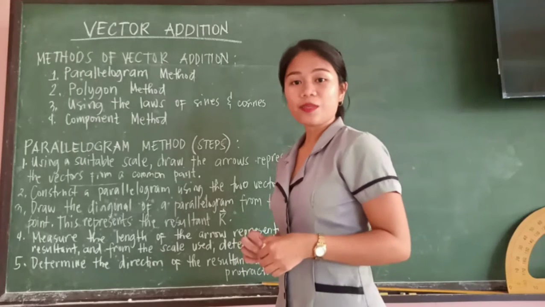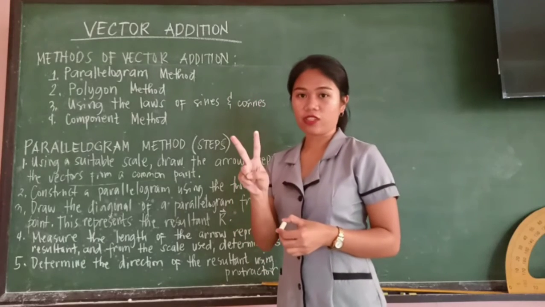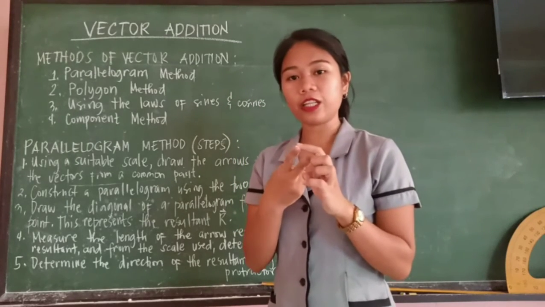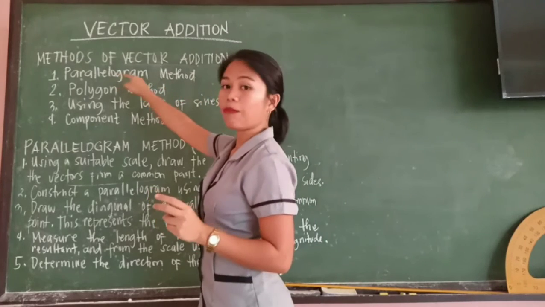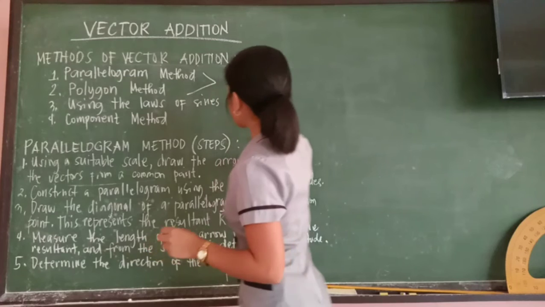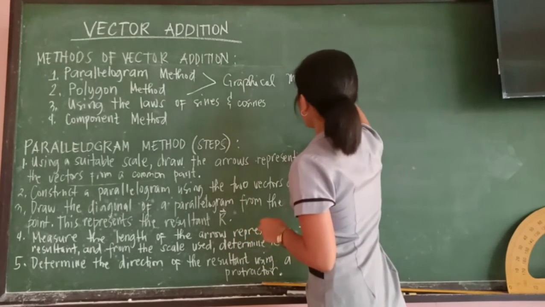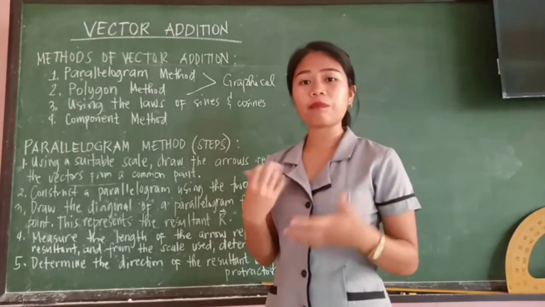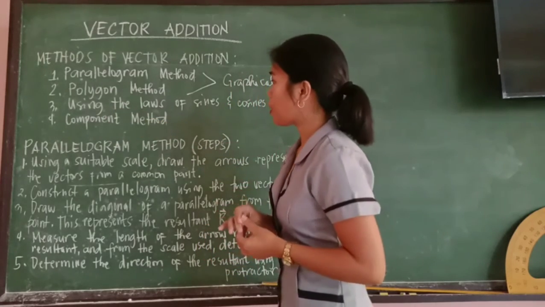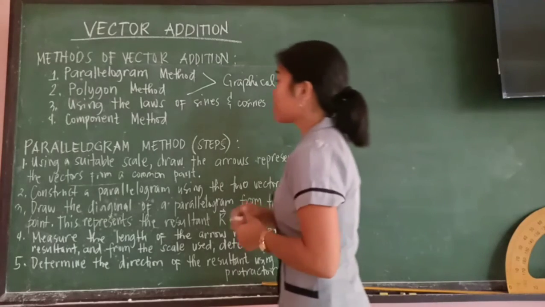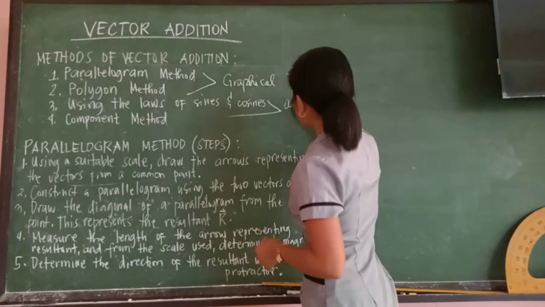At this point, let me introduce to you the different methods of vector addition. We have generally two methods: the graphical method and the analytical method. The graphical method is subdivided into two methods: the parallelogram and polygon methods. While the analytical method is also subdivided into two: first is using the laws of sines and cosines, and the component method. These two are under analytical method.